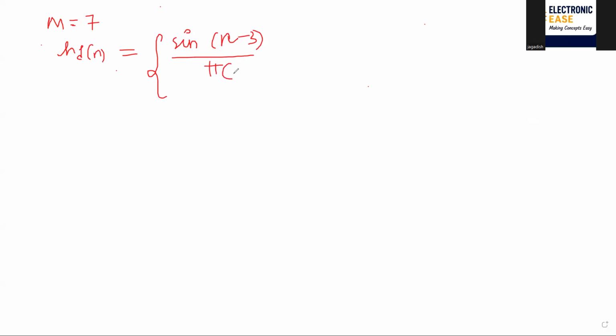Okay, so here the m value is 7. The expression we have for hd of n is sine of pi into (n minus 3) divided by pi into (n minus 3), for n not equal to 3, and we will be getting 1 divided by pi when n equals 3.